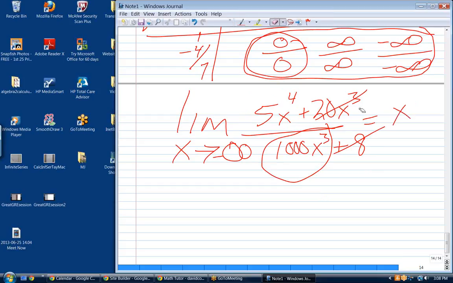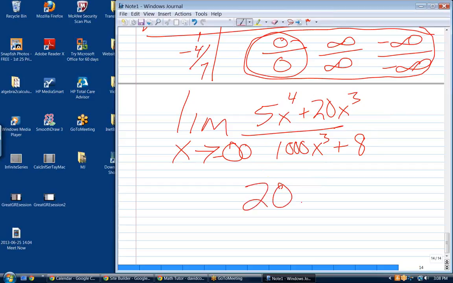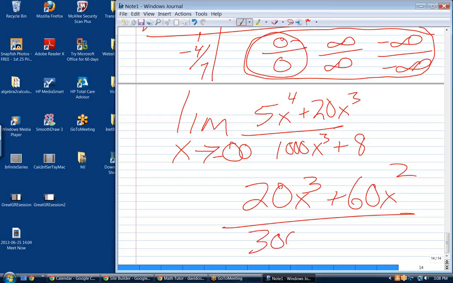So if I want to say that, okay, it is the indeterminate form, and use L'Hopital's rule, the numerator goes to 20x cubed plus 60x squared. And notice that you don't use the quotient rule here. It's easy to get the quotient rule confused with L'Hopital's rule. I'm taking the derivative of the numerator and I'm taking the derivative of the denominator.